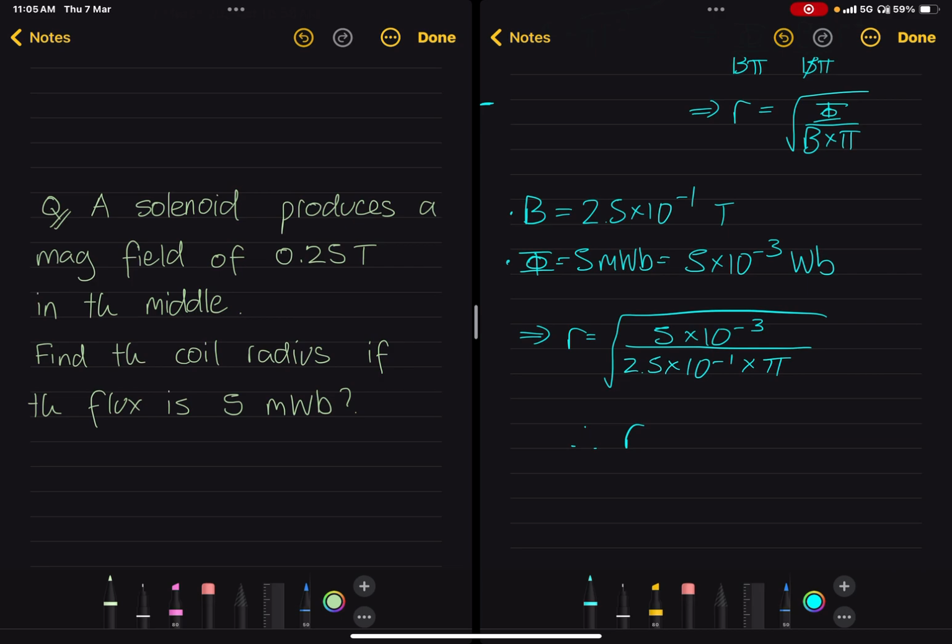My calculator is telling me that the radius is 7.978... times 10 to the minus 2, and that is going to be in meters. So this is the answer that we're after for this question.